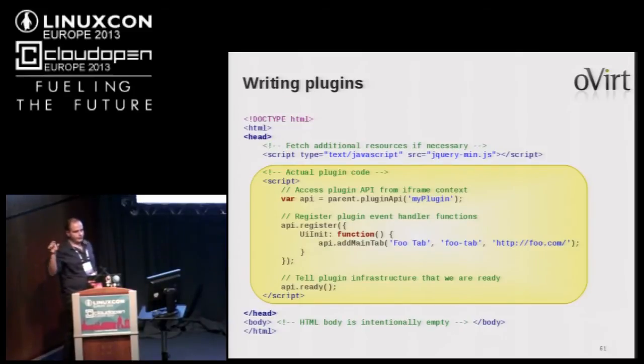That would be the label, and when I go to this main tab, it will access the URL http://foo.com. At the end, I'm telling the plugin infrastructure I'm ready to use, so that basically triggers all the different events. So that's a very basic plugin, just adding a new main tab to the system.